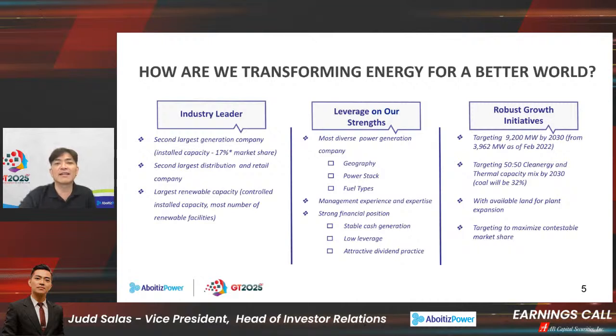We also operate the second largest distribution utility and retail electricity supply businesses. Second, we are able to leverage our strengths to sustain our competitive edge in the market. We are the most diverse power generation company. Our portfolio of 49 generation facilities is actually our competitive edge. We are present across the Philippines with over 70% of our assets in Luzon, where most of the energy demand comes from. Our mix of 6 technologies allows us to address the needs of the entire 24-hour power stack.